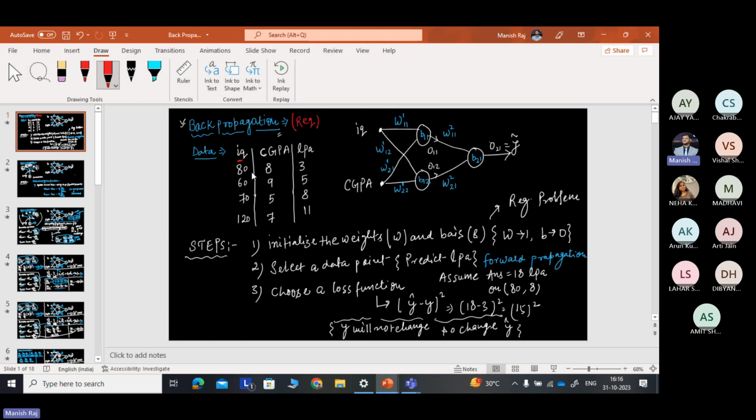The first time, what will I do? First take anything. I am taking 80 and 8. I will put here 80 and this 8, so the input is 80 and 8. What should be the value of this W2 in the initial stage? Can anyone tell me? In the initial stage, this is the first step. Zero, you can take zero or you can initialize any value. So the first step is to initialize the weights. You can take any weight here.